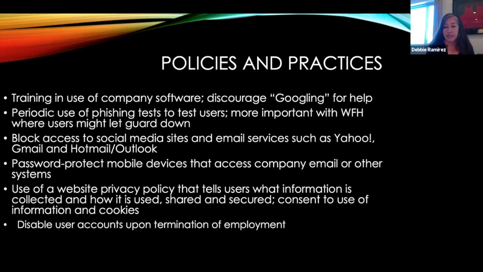Use of periodic phishing tests to test employees. And these are outside vendors who have software that can mimic a phishing test or a phishing attempt. What it ends up doing is telling your IT people who's clicking on these fake phishing attempts, so that the IT crew can work with the employees who are getting tricked by it and get them some training and some remediation if necessary.